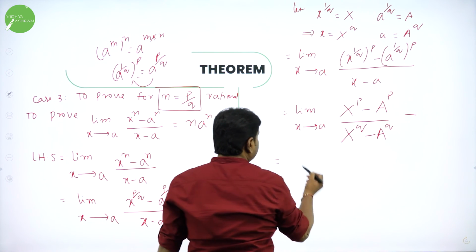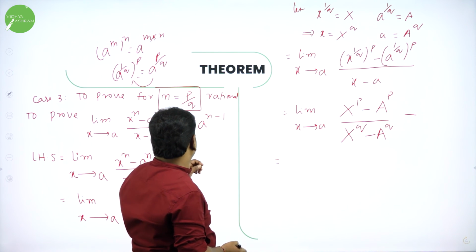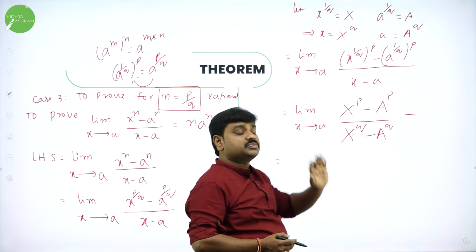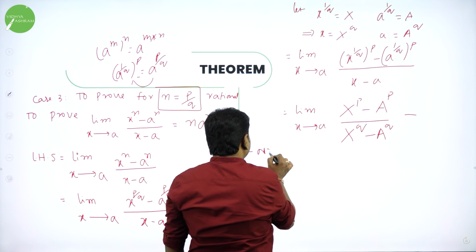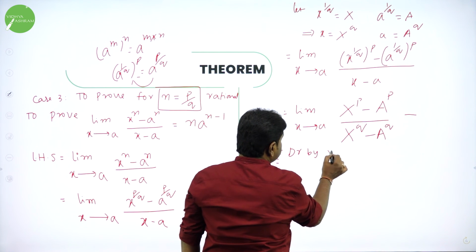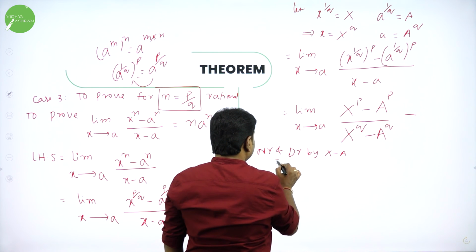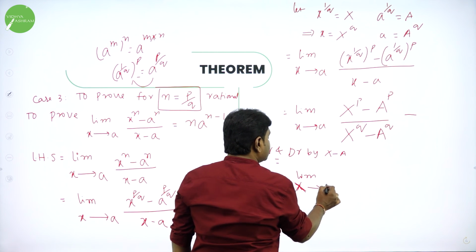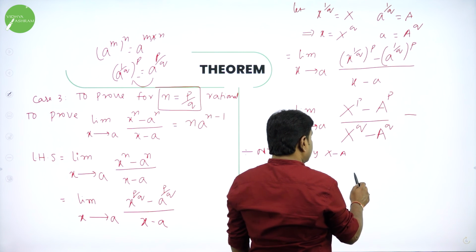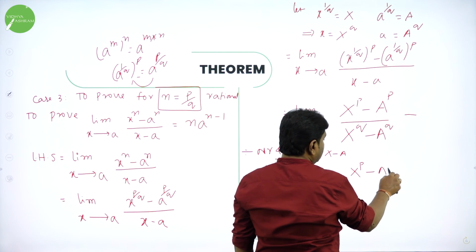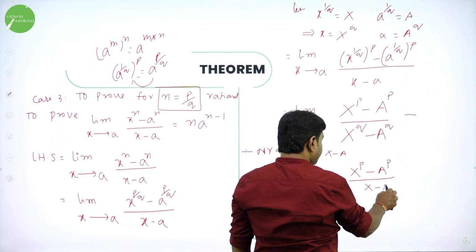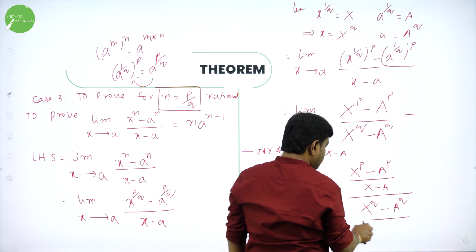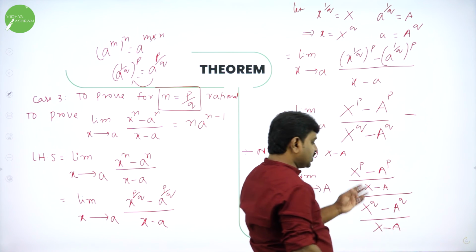Now continue. I will divide the numerator and denominator, since the base is missing. Here we have (x^n minus a^n) by (x minus a), and like that (x^p minus a^p) by (x minus a) is missing. So divide numerator and denominator by x minus a, then that is equal to limit x tends to a. Instead of x tends to a, I can also write capital X tends to capital A. X^p can be written as (X^p minus A^p) divided by (x minus a), similarly (X^q minus A^q) divided by (x minus a). Please understand, I am introducing x minus a in the numerator and denominator.